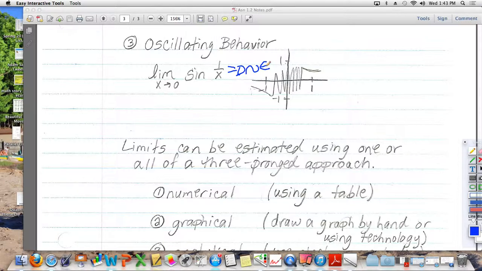All right, I'm going to sum this up. Three things I need to say, and then we're done talking for the hour. Limits can be estimated using one or all of a 3-pronged approach. So in other words, if I ask you to calculate a limit, you have 3 choices. Sometimes one way is the best way. Sometimes another way is the best way. Sometimes you might have to use all 3 to get an accurate answer.